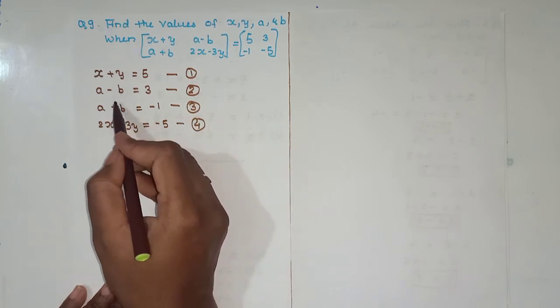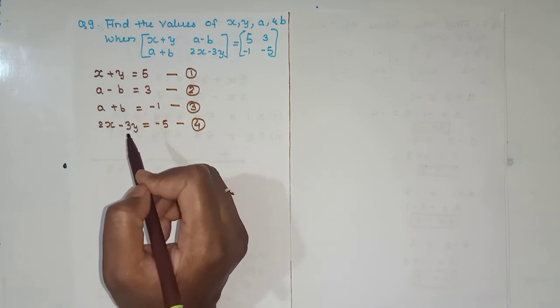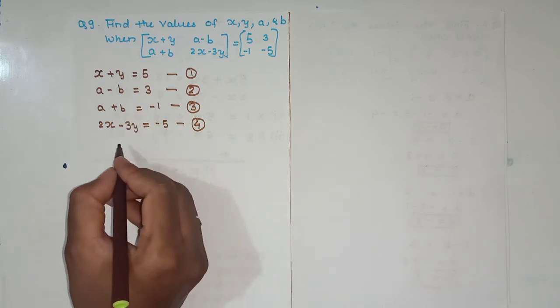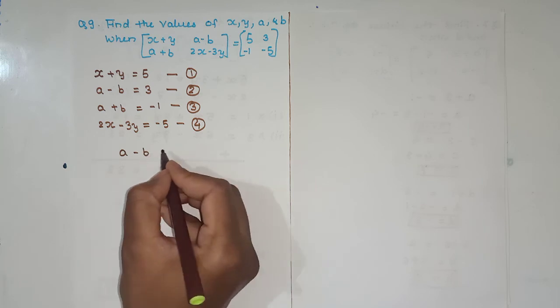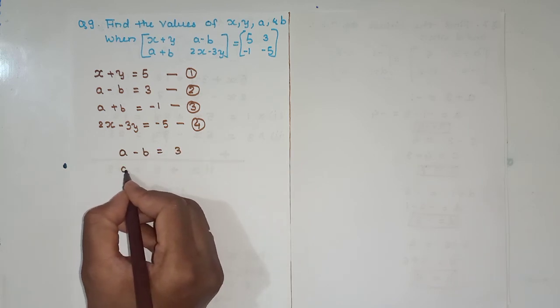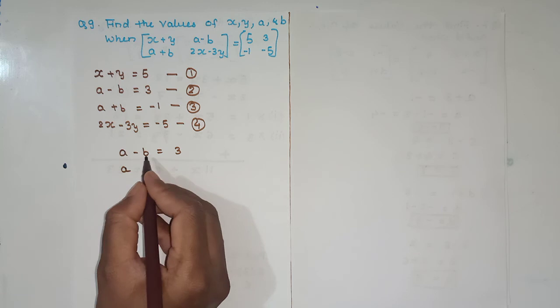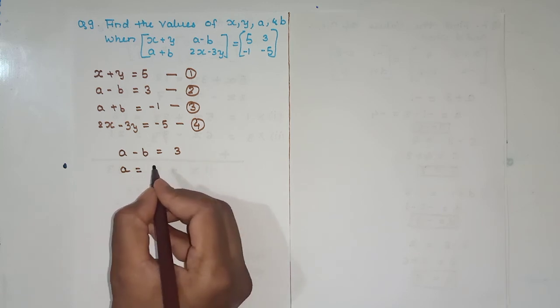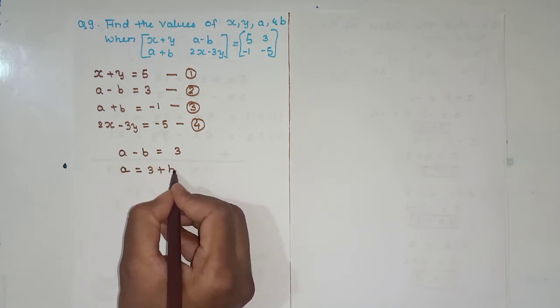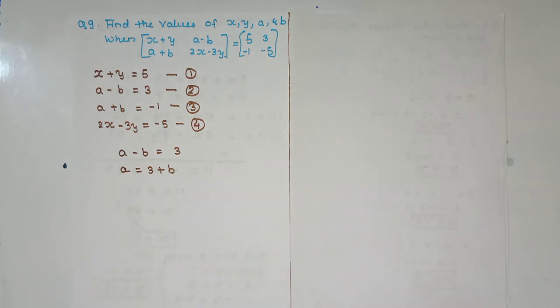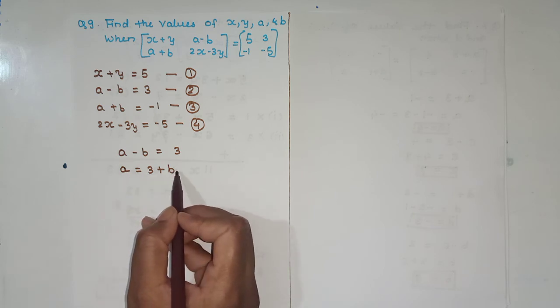Now let's take this 2 and let's find out the values. A minus b equals to 3, and if minus b is shifted here, so a equals to 3 plus b. Now this problem I am going to do by substitution method, since I have to recall both the methods for you. That's why the previous problem I did with the help of the elimination method, and now this problem I am going to do with the help of the substitution method. So a equals to 3 plus b.